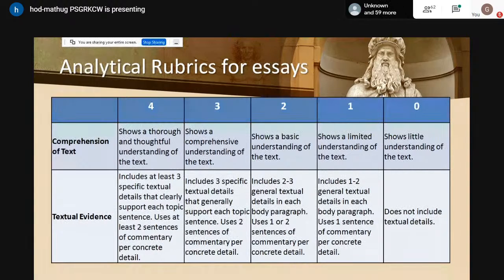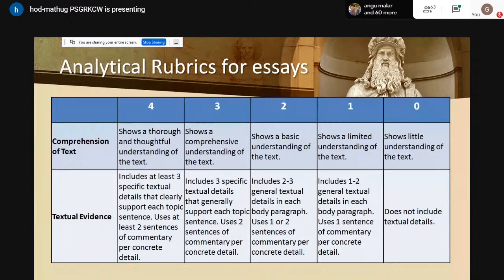And what are the criteria based on which I am going to measure the learning skills or learning outcomes of the student? So first thing is the essay should show comprehension of text. If it is showing a thorough and thoughtful understanding of the text, I will give 4 marks. And if it shows only a basic understanding of the text, I will give 2. Limited understanding, I will give 1. And little understanding, I will give 0.